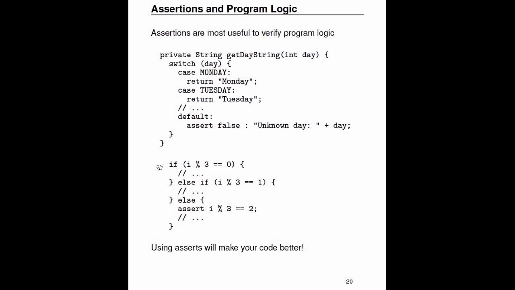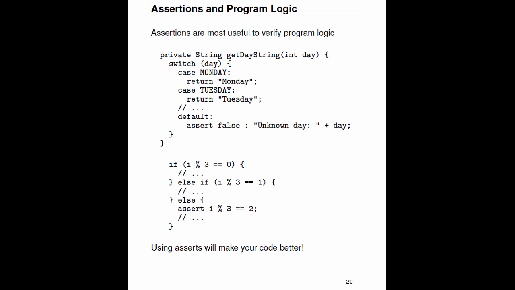Another example is doing the mod operation. So let's say, okay, if i mod 3 is 0, go do something. If i mod 3 is 1, go do something else. Otherwise, whoa, i mod 3 better be 2. Otherwise, I don't understand what mod means. Assert that. Okay, great. If that passes, my assumptions were correct. I'll go about my merry way.